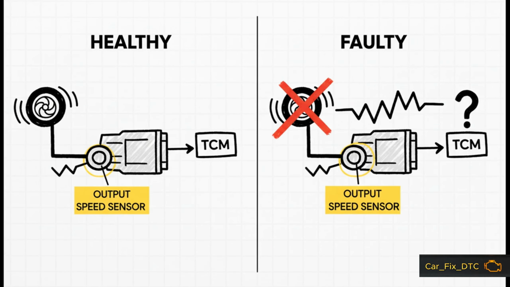So here's a perfect example. Let's say your advanced scanner pulls a P0721 code right alongside that P0700. Well, that code points directly to a problem with the output speed sensor. That's the part that tells the TCM how fast the car is actually going. If that sensor is acting up, you can bet it's going to cause some weird shifting.